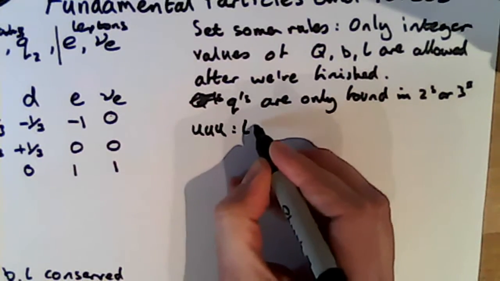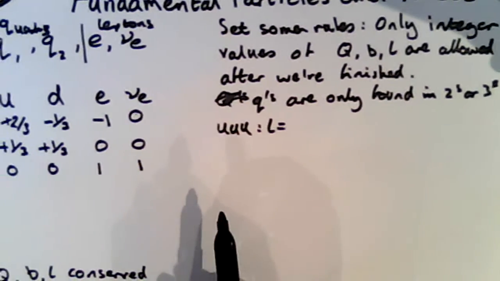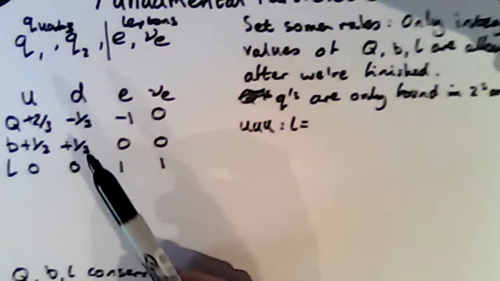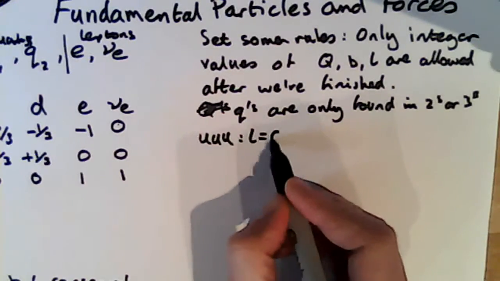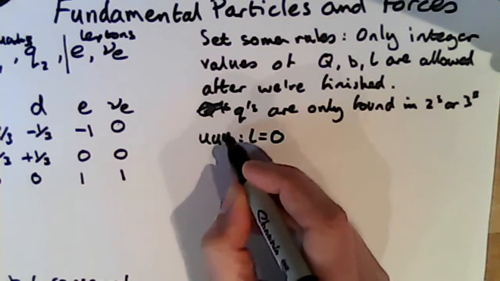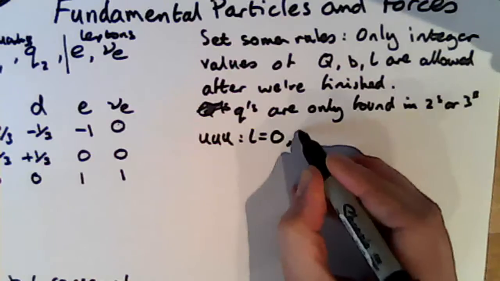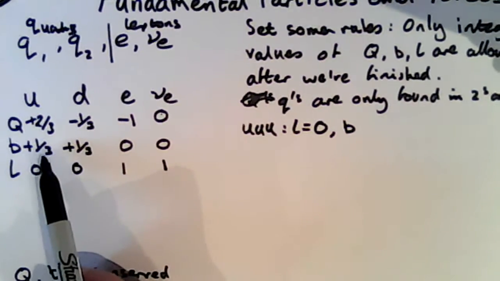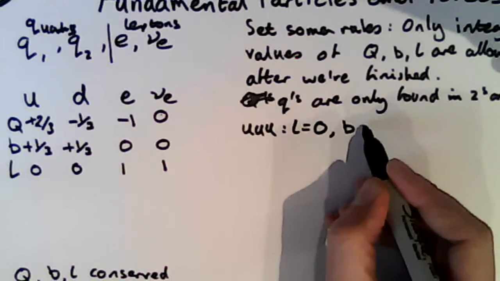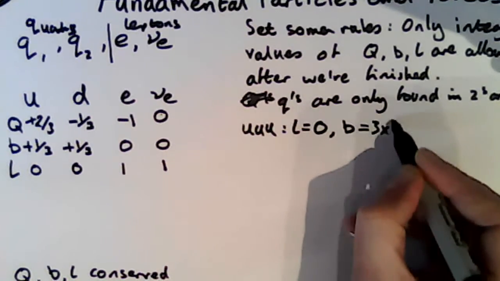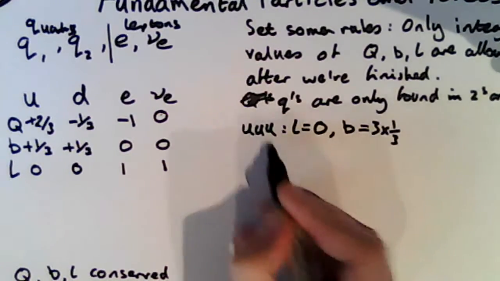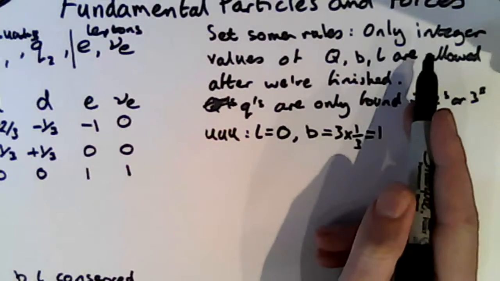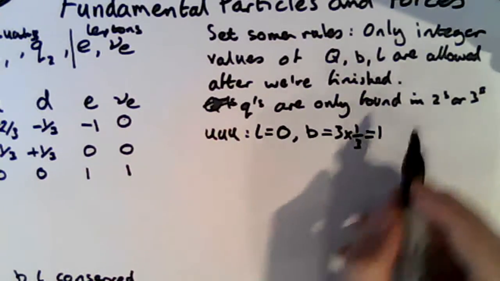First of all, let's consider the lepton number. The lepton number for an up quark is 0, so 3 times 0 is 0. 0 plus 0 plus 0, 0 overall. The baryon number is plus a third, so that baryon number will be 3 times a third. 1/3 plus 1/3 plus 1/3 equals 1. That's an integer value, and we want this to be an integer value, so that's all good.